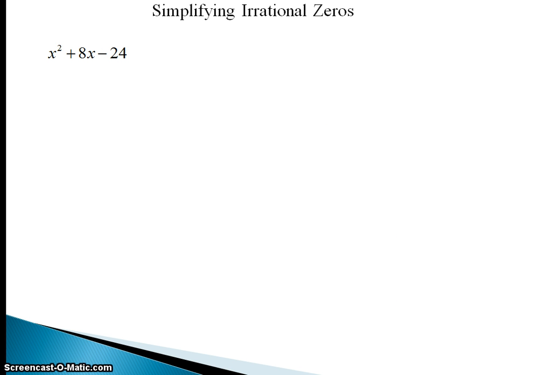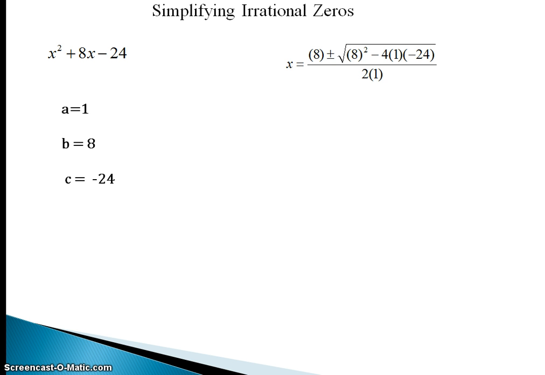Let's take a look at another example. We're going to start by identifying A, B, and C, and then substituting that into our formula for the quadratic formula, simplifying, and we end up with the square root of 160. Now, that 160 is not a perfect square, so we need to factor 160 and find the pair that has the largest perfect square, and that ends up being 16 and 10.